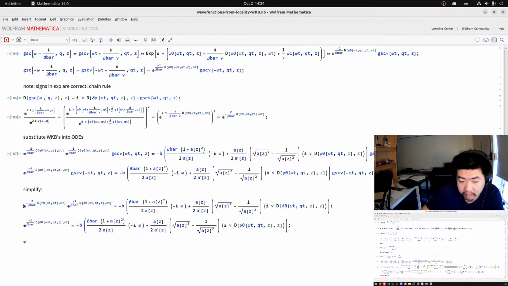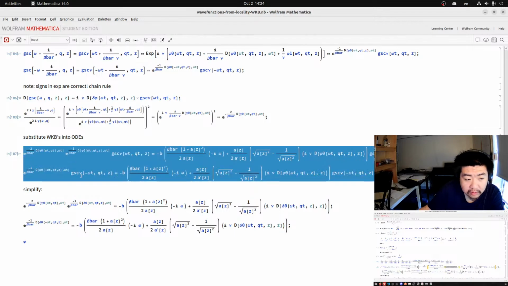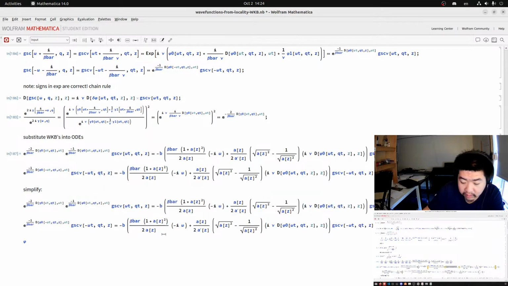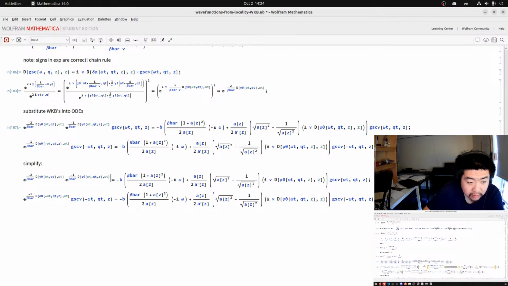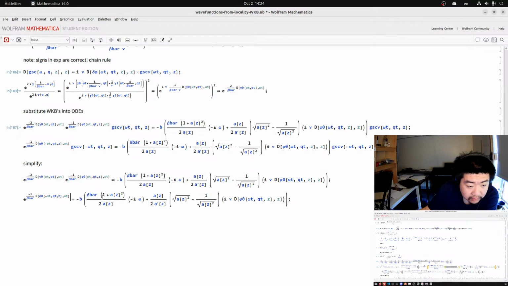Right, so what is going on? This thing cancels with this thing, of course. This thing cancels with this thing, of course. And now what the hell is going on?